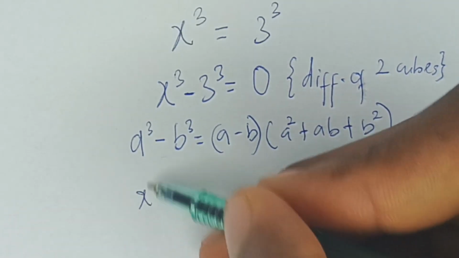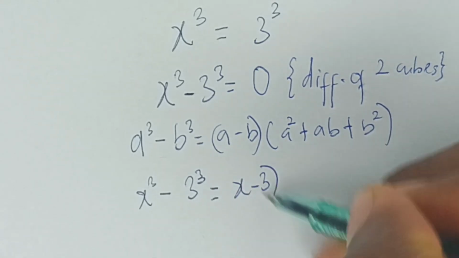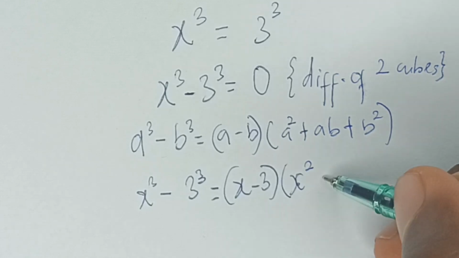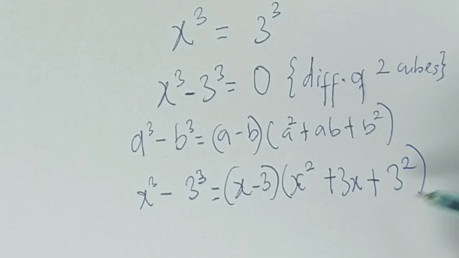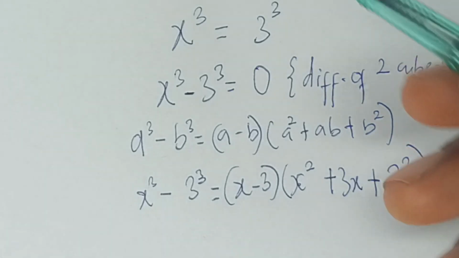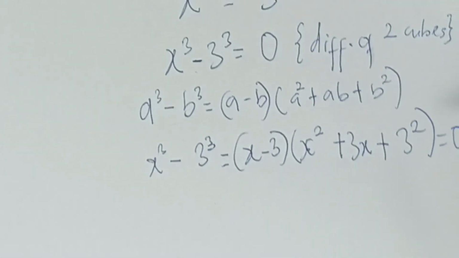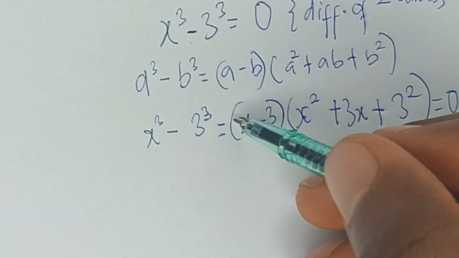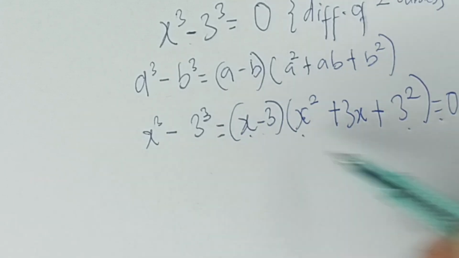So we have x cubed minus 3 cubed equal to x minus 3 times x squared plus 3x plus 3 squared. Remember that from here we had that this is equal to 0, so hence this is equal to 0. Now, when the product of two things is equal to 0, so when this times this is equal to 0, it's either that this is equal to 0 or this is equal to 0.